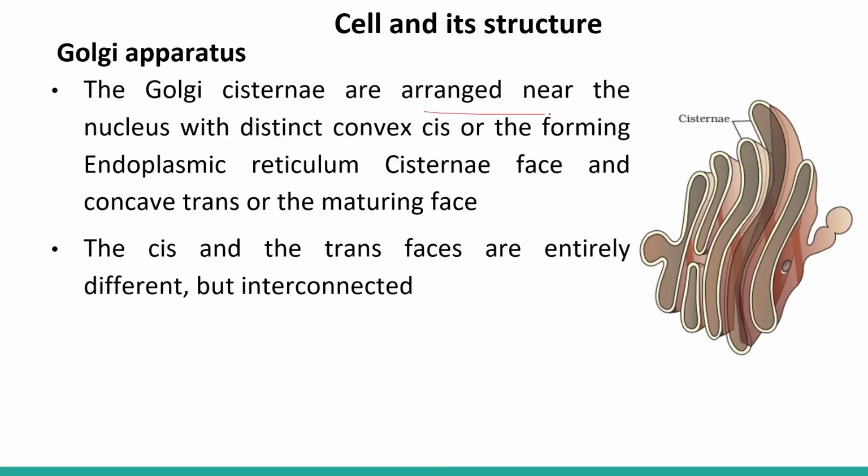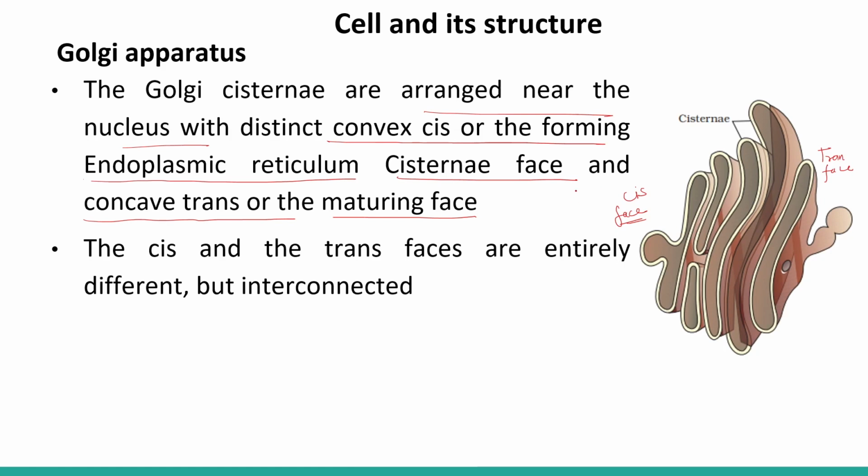The Golgi cisternae are arranged near the nucleus with a distinct convex cis or the forming face, and the concave trans or the maturing face. So here we can see that if this is the cis face, this will be the trans face. Now what happened? Suppose this is the endoplasmic reticulum. It forms a protein-like structure which is present in vesicles. So this vesicle comes and fuses with the cisternae of the cis face. And the protein present in this vesicle now enters into the cisternae, right?